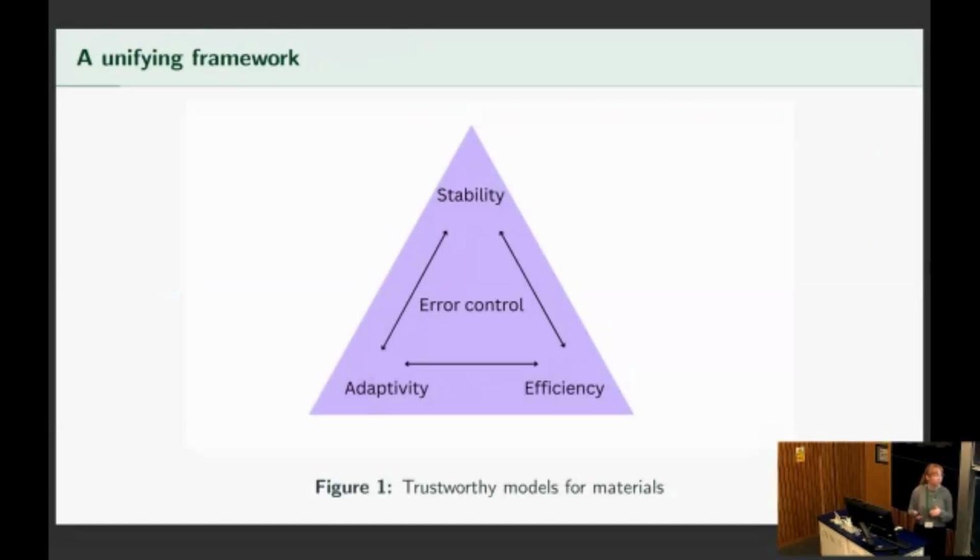My overarching research goal is the idea that trustworthy models for materials have to balance stability, adaptivity, and efficiency. Stability meaning that our methods need to be accurate in both the short and long term. Adaptivity just refers to being able to capture multiscale features. And efficiency: a lot of these methods require high computational costs, so we also focus on balancing accuracy with efficiency. And also at the center of all of these goals is keeping in mind modeling error and trying to keep control on whatever modeling error arises in our approximations of solutions to systems.